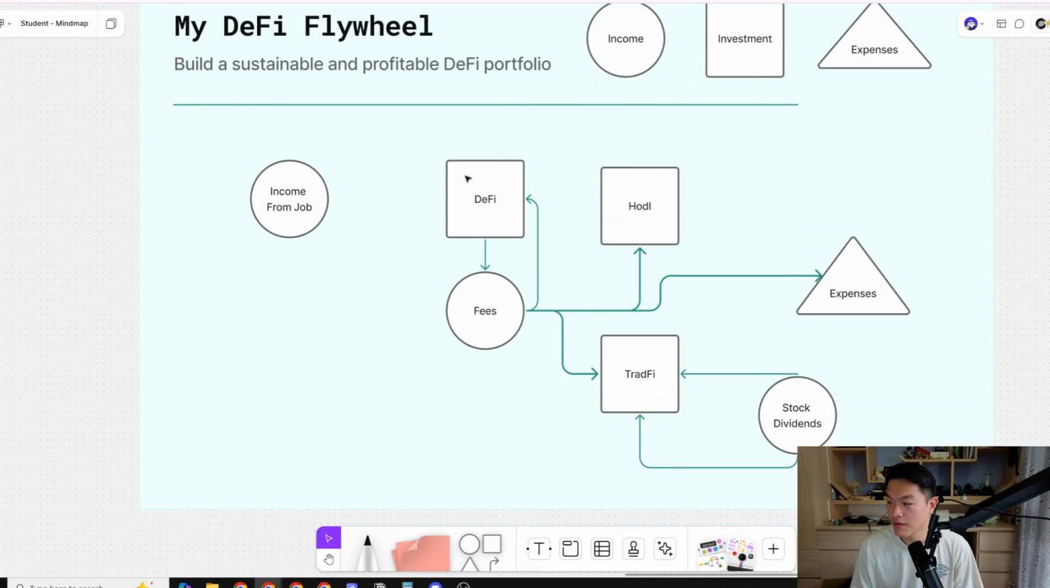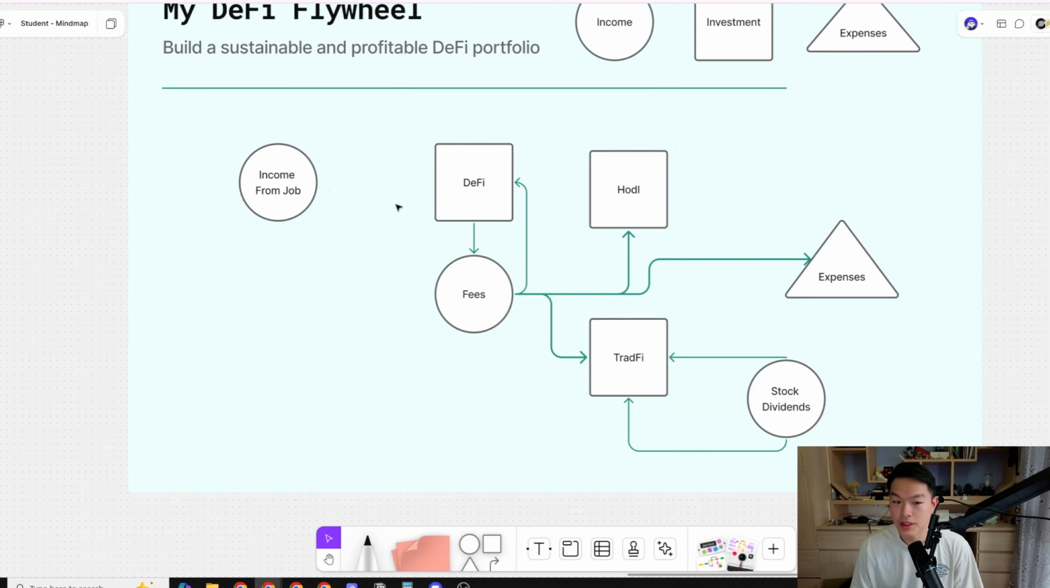If I already have a large DeFi portfolio, I might not put a lot of income from my job into it, and then I'm going to use some of the fees that I've generated to reinvest into DeFi, as well as add to my HODL bag that I don't yield farm with, and pay for some expenses, and potentially also diversify into traditional finance. Stuff like stock index funds are also great investments to get into and reduce the risk and volatility of your portfolio.